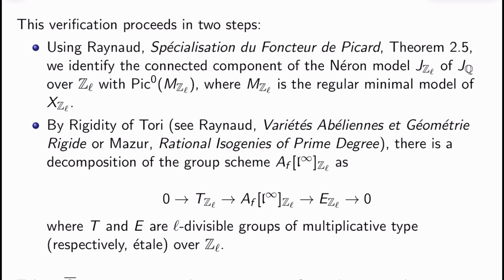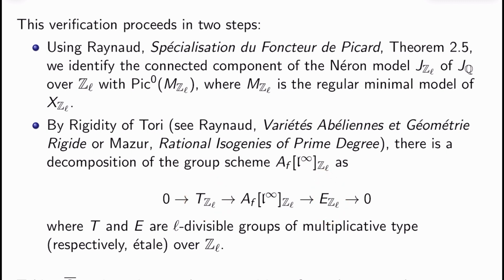And then the next thing you need is this kind of famous result called the rigidity of tori. This is another thing that can be found in Raynaud's paper here. You can also find it in Mazur's rational isogenies paper. Okay, and what that tells you is there is a decomposition of the group scheme A sub f frac L to the infinity sub Z sub L in the following way. So you have an exact sequence 0 to T sub Z sub L, to A sub f bracket frac L to the infinity sub Z sub L, to E sub Z sub L to 0, where what are T and E here? They're L divisible groups of multiplicative, respectively, étale type over Z sub L. So it's kind of like you have a multiplicative type piece and an étale piece.